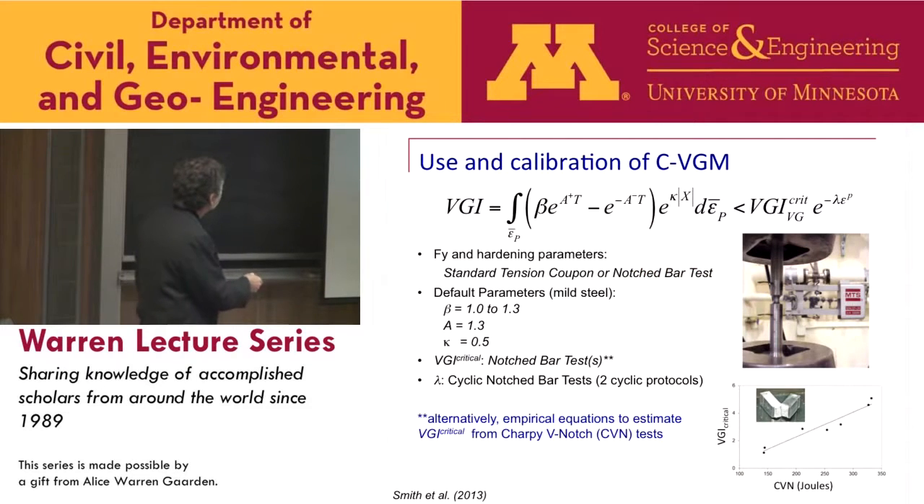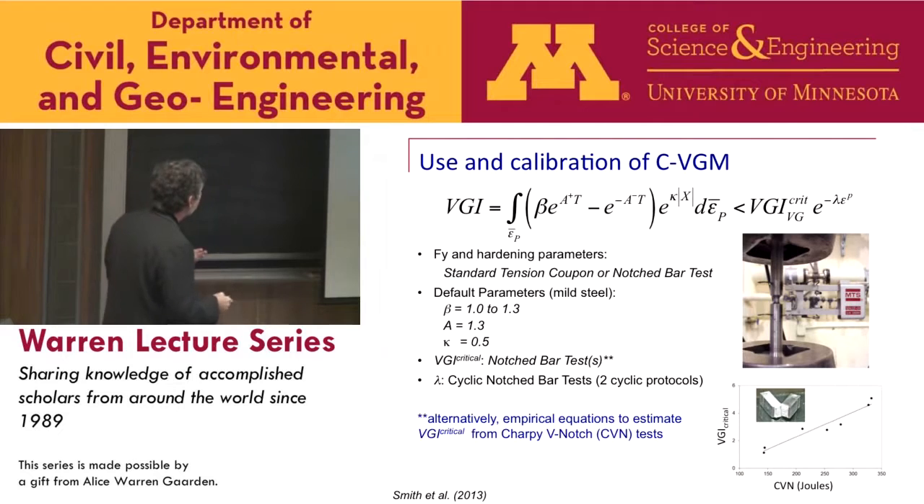And we've done some testing of mild steel and come up with some default parameters for this equation up here. Some of these we'd say would be default for, say, mild steel. So if we test a lot, we tend to get these as constants. But then for each material, each structure you have, you'd want to do enough notch bars where you could get the VGI critical from notch bar tests, which are pretty easy to run. And by doing a few cyclic ones, you could either take a default lambda, or if you do cyclic tests under a couple protocols, you could get this lambda that degrades it under cyclic loading.